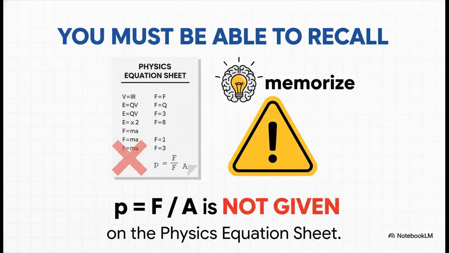Okay, exam alert. This is a big one. This equation, P equals F over A, is not given to you on the physics equation sheet. You've got to know it by heart. Seriously, drill this one into your memory. You will need to recall it.